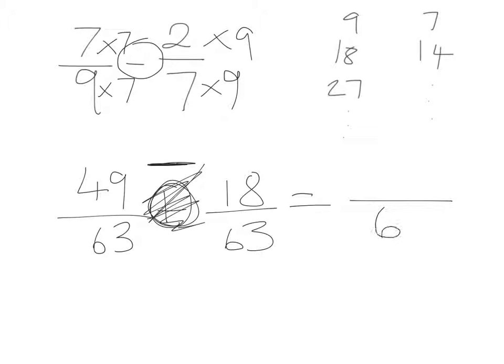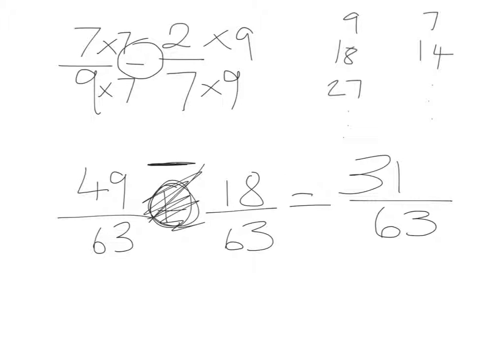So my denominators are the same. We keep them the same. And my numerators are not the same, which they're not meant to be the same necessarily. And there we are. 31 over 63. Now you might be able to notice something here, and that is that you cannot simplify it.